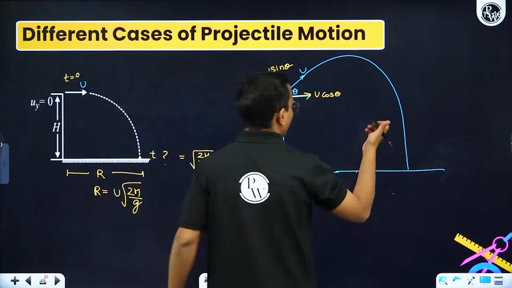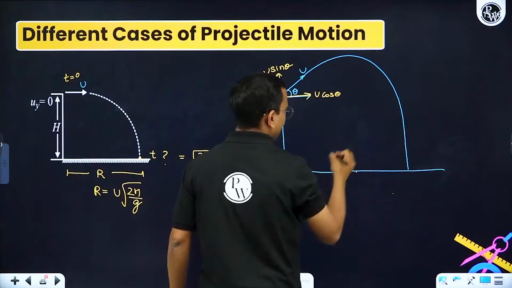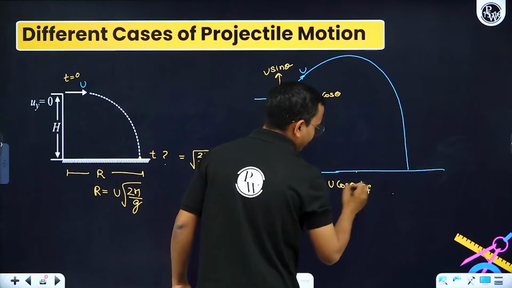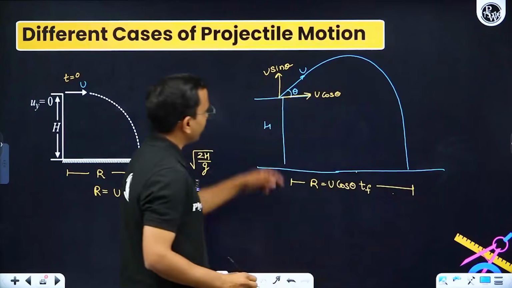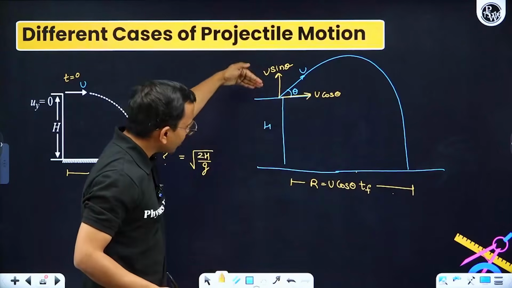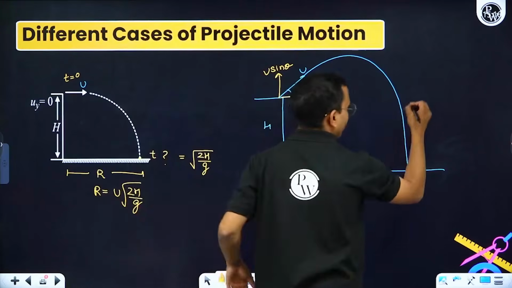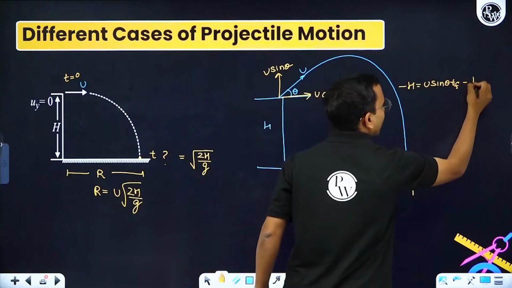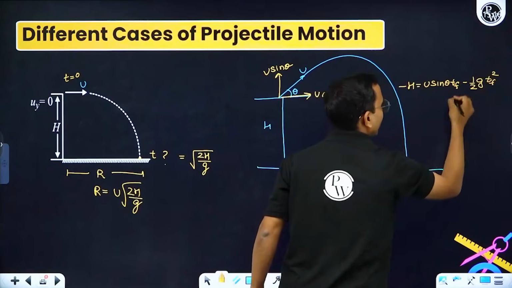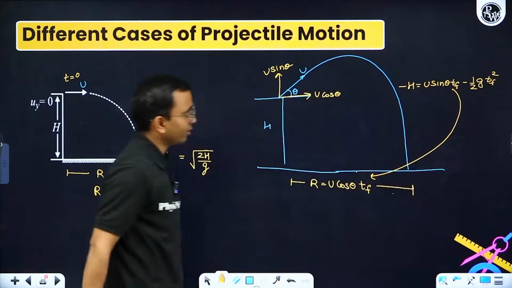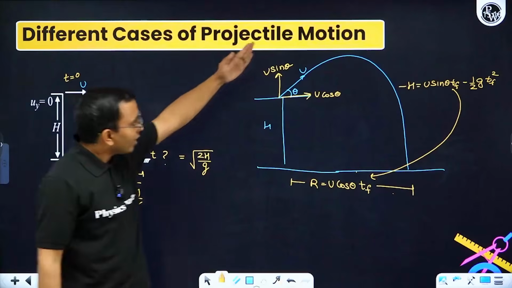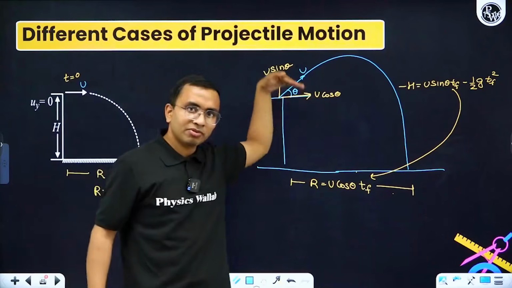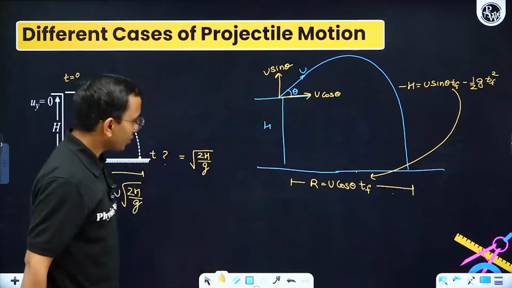So along x-axis if you write the formula, the range will be u cos theta into t flight. Now how to find t flight? By writing the formula along y-axis. I know along y-axis the total displacement will be minus h when it reaches the ground. So minus h equals u sin theta into t flight minus half g t flight square. From there get t flight, put it here. Getting it? If this angle is in the downward direction, your y velocity will become negative. x velocity will remain the same if this is minus theta.